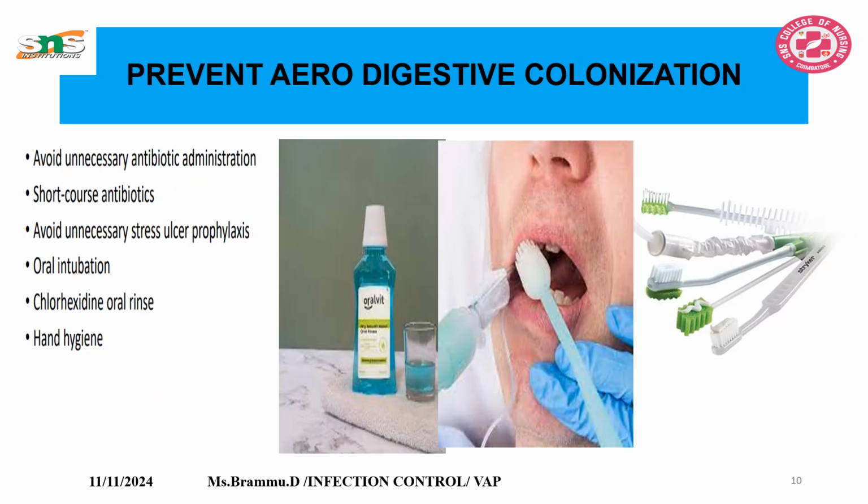Prevent aerodigestive colonization. That can be done by frequent oral hygiene when the patient is on oral intubation, using chlorhexidine oral rinse. You can also use the new sophisticated brushes which are very easy to scrub with, and which prevent aspiration. And we need to focus on not giving unnecessary antibiotics, as I told you earlier in corticosteroids, and that is going to prevent resistance. Short course antibiotics can be planned according to the patient's condition.